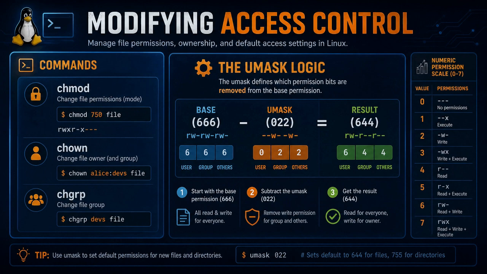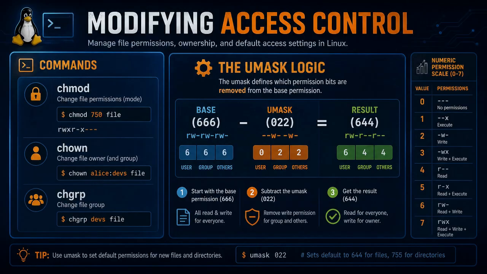There's also a symbolic form. chmod u+x,g-w,o=, followed by the file name, where u, g, o, and a pick the class you're changing, user, group, other, or all, and the plus, minus, or equals sign adds, removes, or sets permissions exactly.